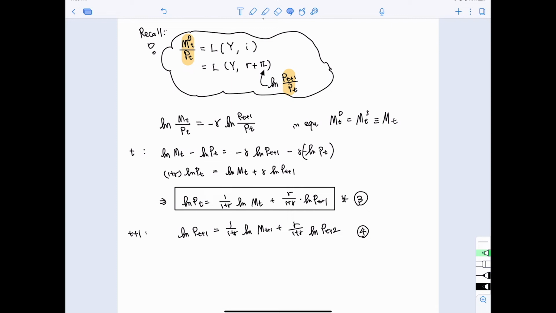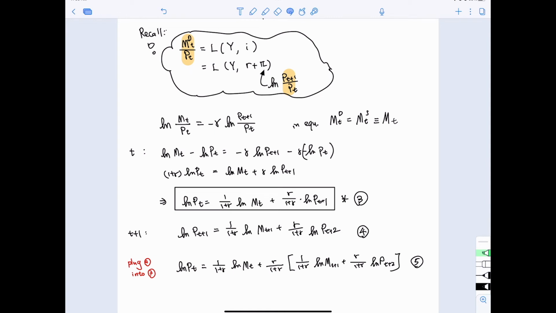So then if we replace the log p_{t+1} in equation 3 with equation 4, then what we are going to get is log p_t equals 1 over 1 plus gamma log m_t plus gamma over 1 plus gamma, and then the equation 4 in here, we are going to get equation 5, which tells us that the log p_t is a function of m_{t+1}, and also p_{t+2}.